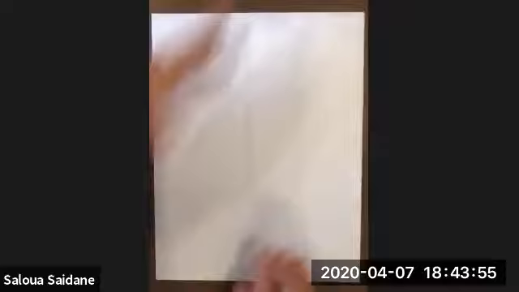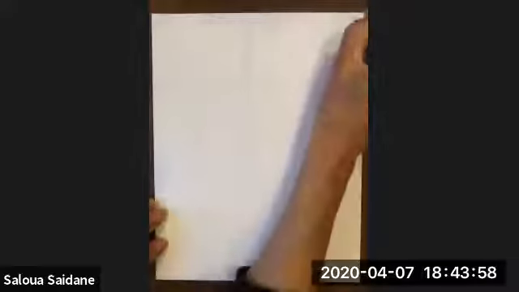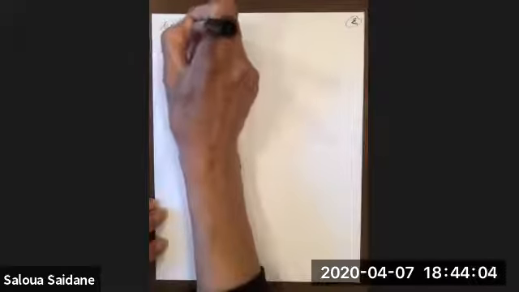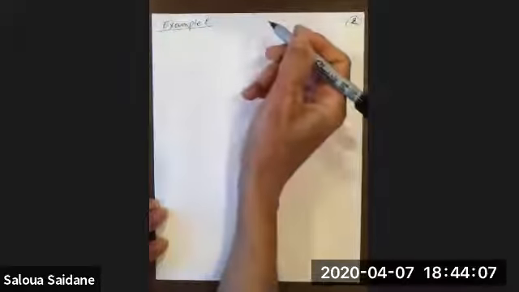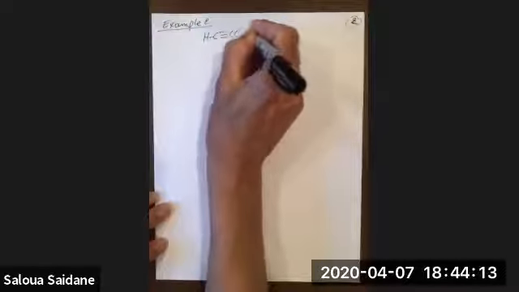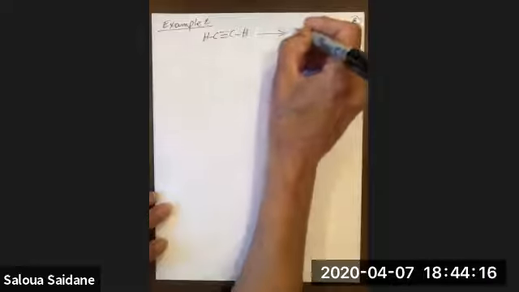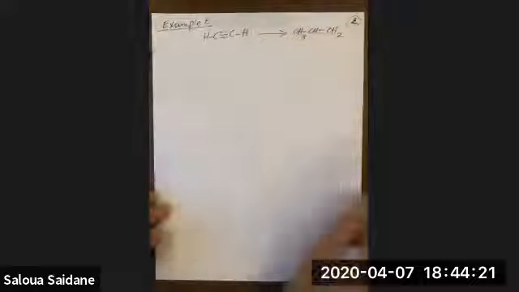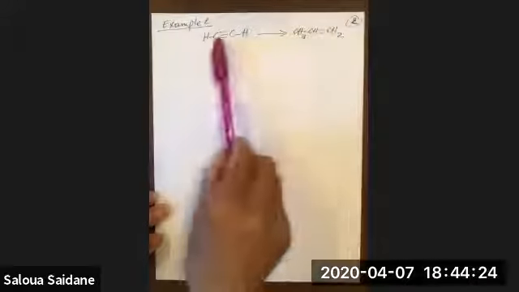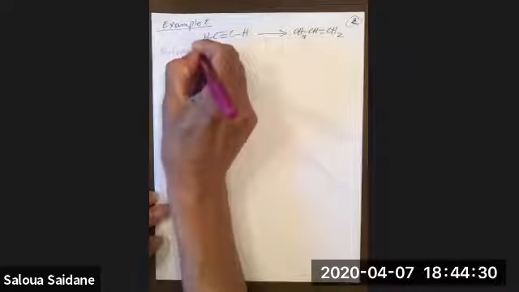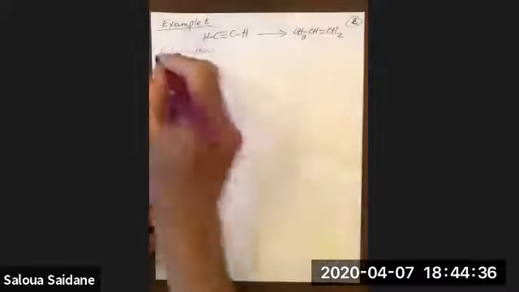So now let's try example 2. In example 2, we want to go from HCCH to CH3, CH2. You observe here that we want to do retrosynthesis, meaning we're going to work backwards, start with the product and see what happened between the product and the reactant.